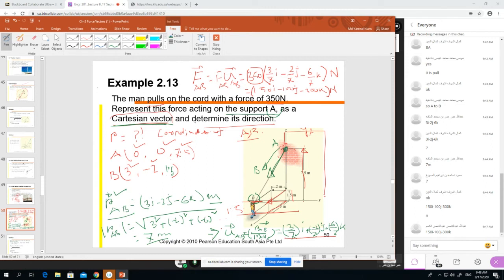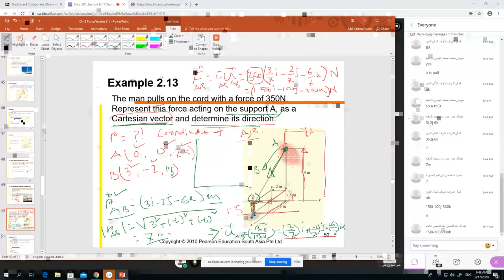Now the question is direction. Direction is very easy. How to find the direction? I'm writing here not perfectly; in your paper, write down clearly. So alpha equals cos inverse, and this is actually alpha, so this is 3/7. Cos inverse 3/7. Calculate and tell me, please.